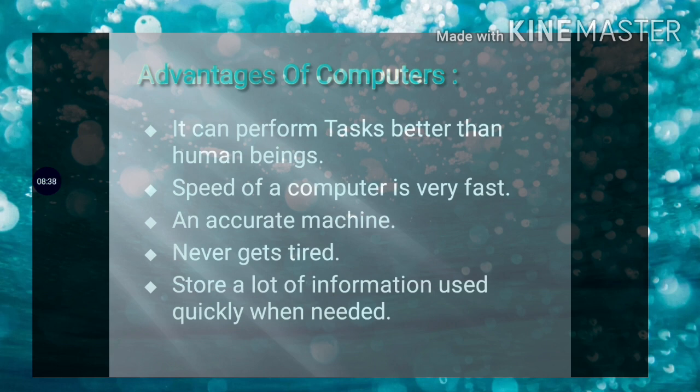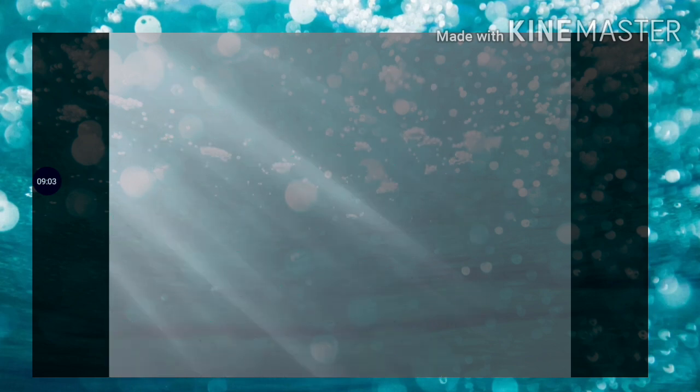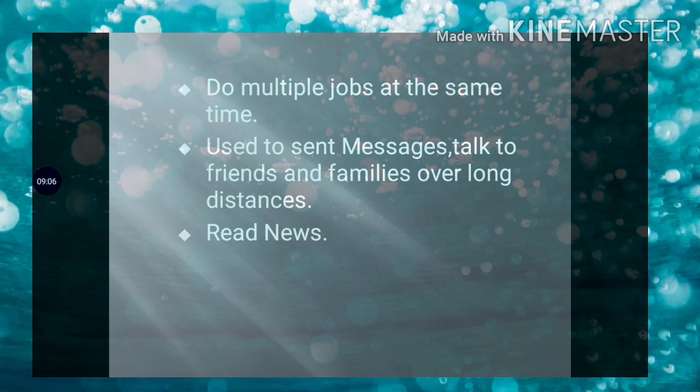They never get tired. Human beings get tired, but machines do not. Store a lot of information. We can store a lot of information, images, documents, videos. We can store anything in our computer as data, and quickly retrieve it from the system. When we need, we can take it from that storage place. Then, do multiple jobs at the same time. So many jobs can be done by the computer at the same time.